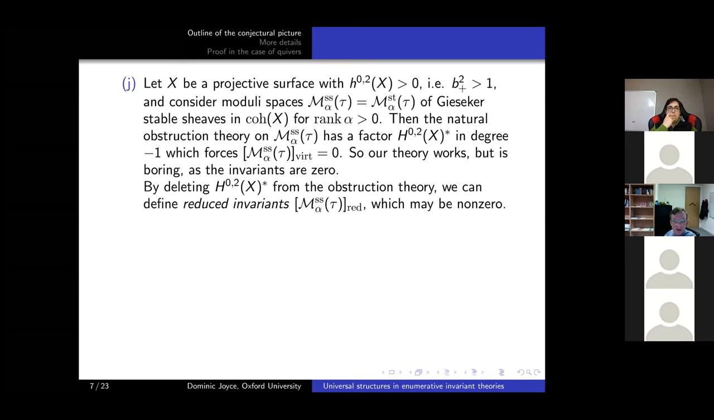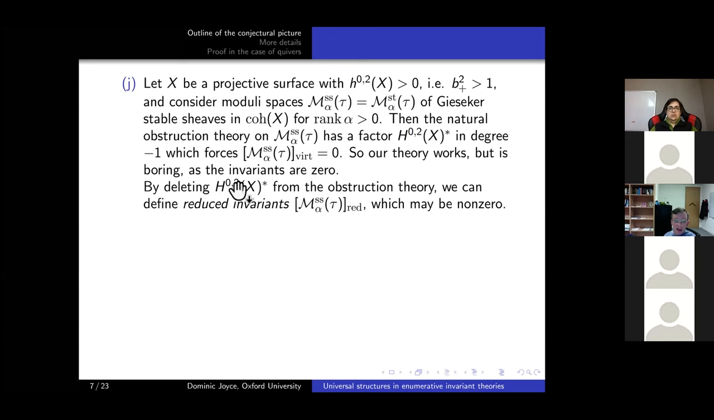Anyway, a second case in which we might be interested is if X is a projective surface with geometric genus, or H^{0,2}(X), positive. That corresponds to b_2^+ greater than or equal to one. Let's consider moduli spaces of Gieseker stable or semistable sheaves with positive rank, so basically moduli spaces of vector bundles. Then the natural obstruction theory has a constant factor of H^{0,2}(X)^* living in degree minus one, which causes the invariants to be automatically zero. So in this case our theory works, but it's boring because the invariants are always zero, except for counting dimension, except in rank zero.